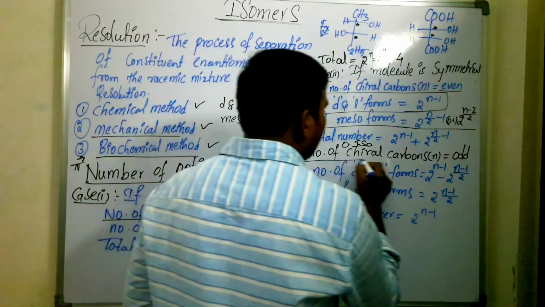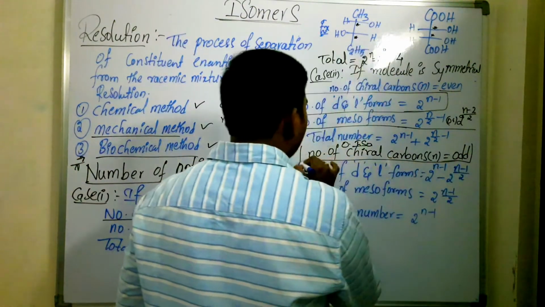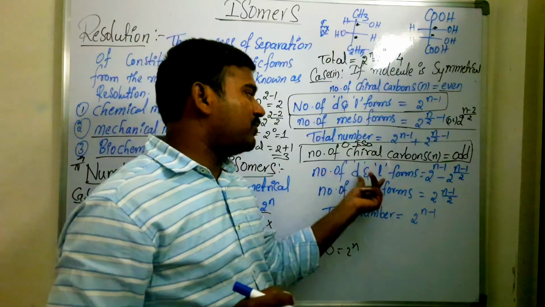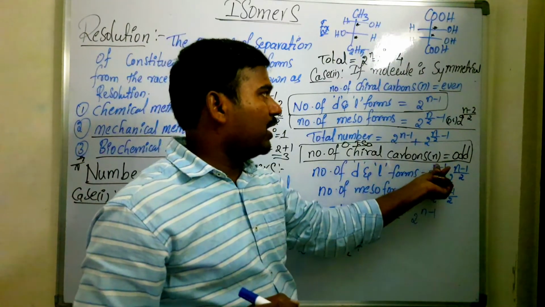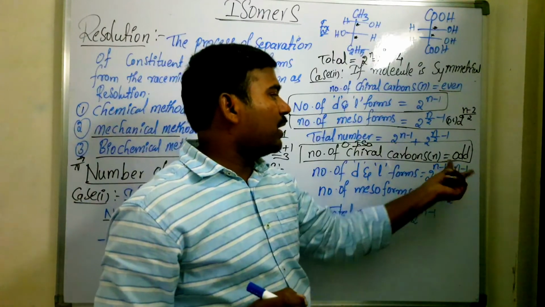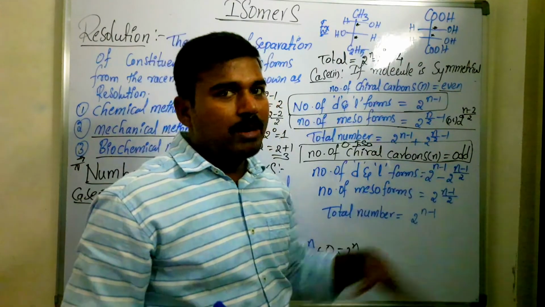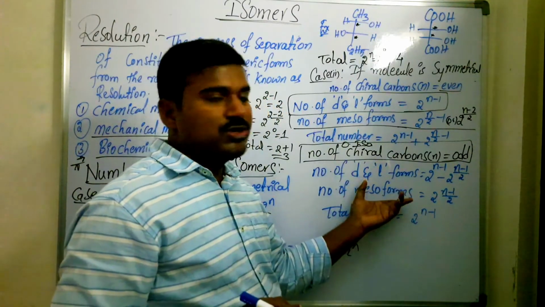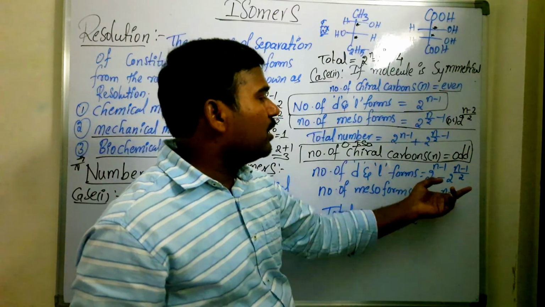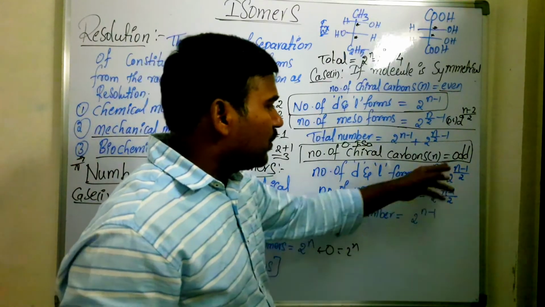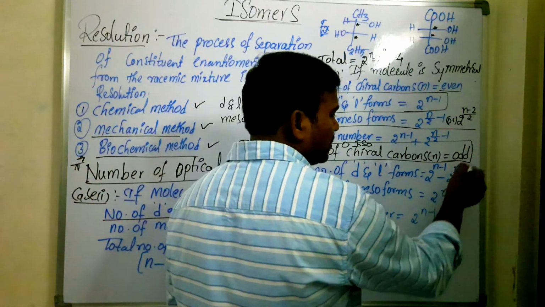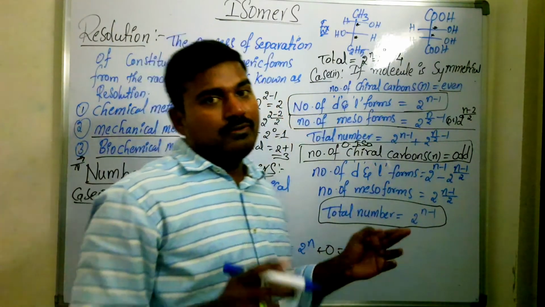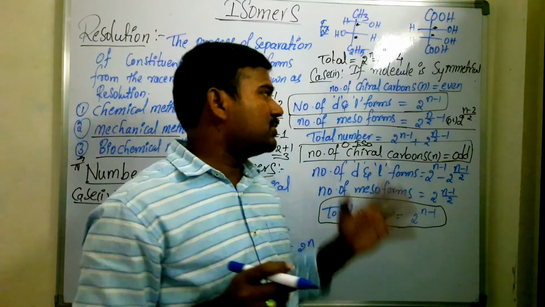If the number of chiral carbons is odd, what is the formula we have to use? Listen carefully. The number of D and L forms will be 2 power n minus 1 minus 2 power n minus 1 by 2. If you use that formula, you will get the D and L forms. The number of meso forms is 2 power n minus 1 by 2. If you add these two, this plus and this minus get cancelled, and we get 2 power n minus 1. That is the case when we have an odd number of chiral carbons in a compound.